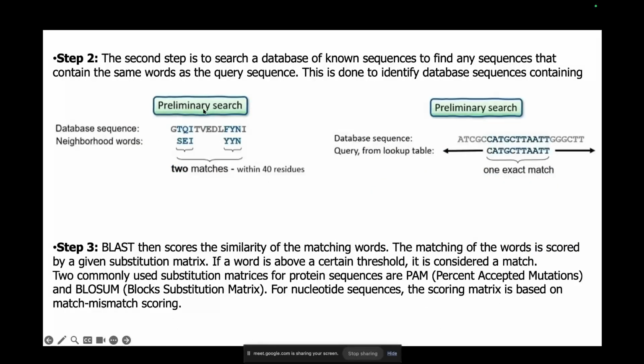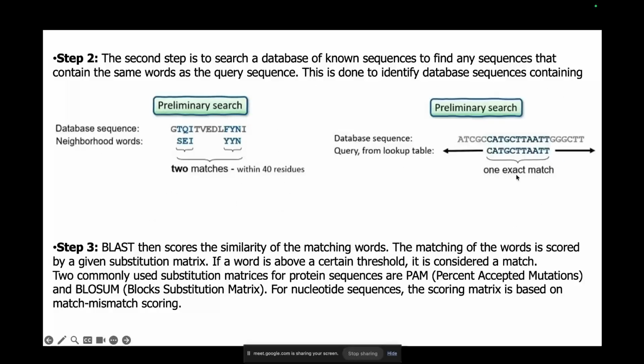So in the second step, it will do a database search of known sequences to find any sequence that contains the same words in the query sequence. This is done to identify database sequences containing your particular sequence. So you have, this is for proteins, this is for nucleotide.